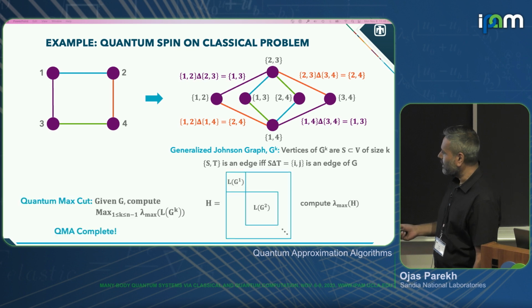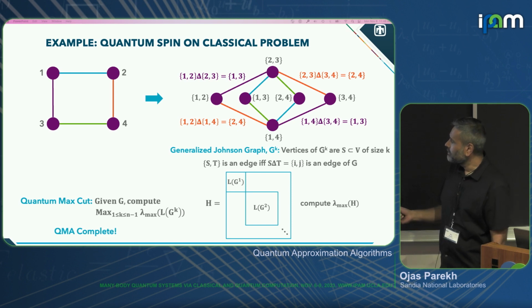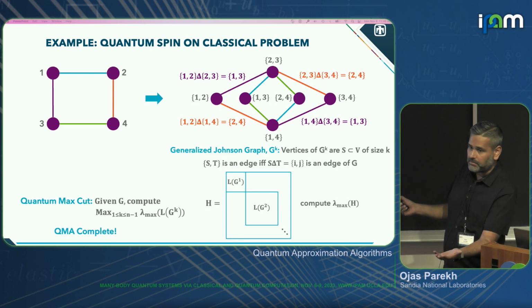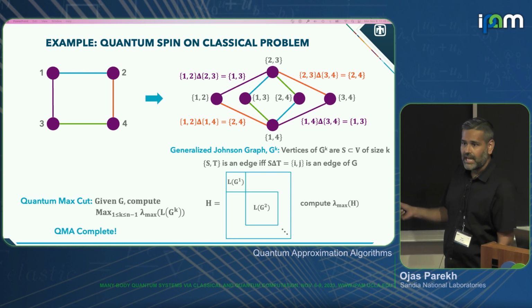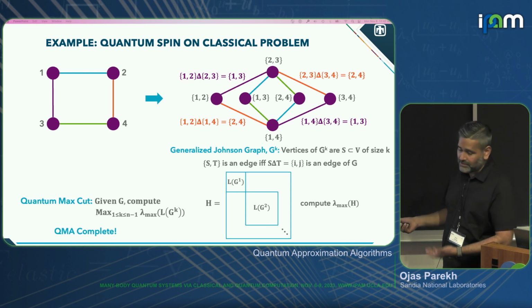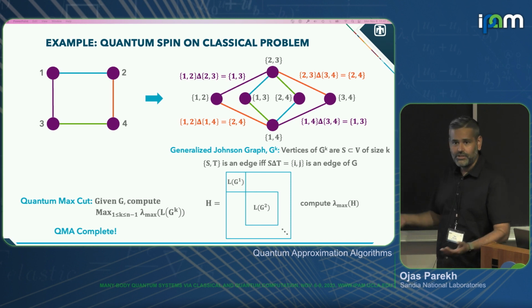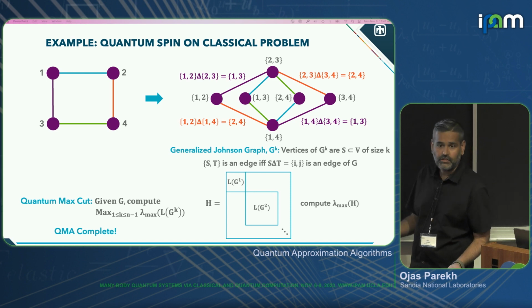So what ends up happening? It's exactly what Maria said: if you look at the direct sum of these, the problem, again, was to find the max eigenvalue of the Laplacian of this bigger graph. And we could pick k, being the size of the subsets. If you look at a direct sum of these for all k, it turns out that this Hamiltonian is equivalent to quantum max cut. You may not know what quantum max cut is, but I'll tell you: the anti-ferromagnetic Heisenberg model, for example.